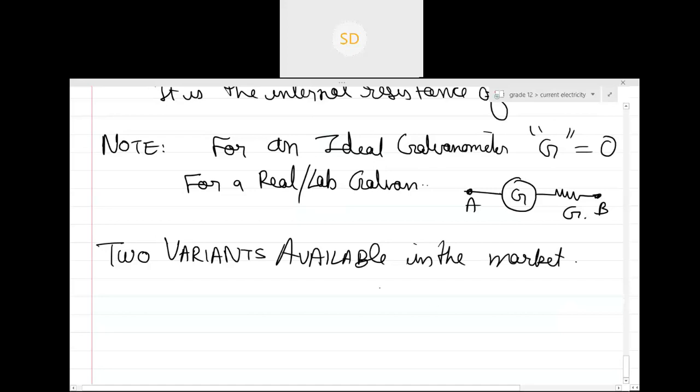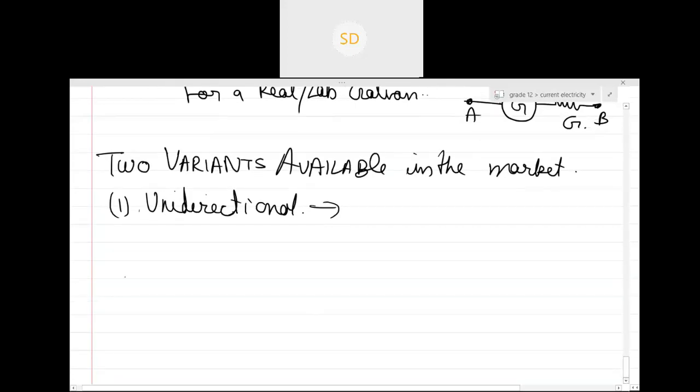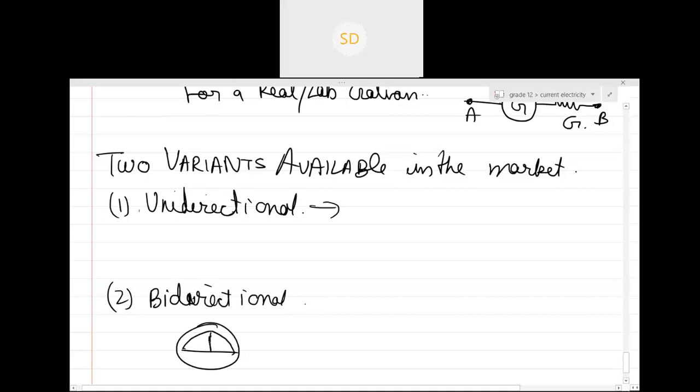So basically, there are two different variants of galvanometer available in the market. One is unidirectional. What is unidirectional? It will point in only one direction, right? And then there is the bidirectional. Bidirectional is basically a galvanometer which will have the zero mark over here at the middle. So when no current is flowing through the galvanometer, it will point at 0 in the middle.